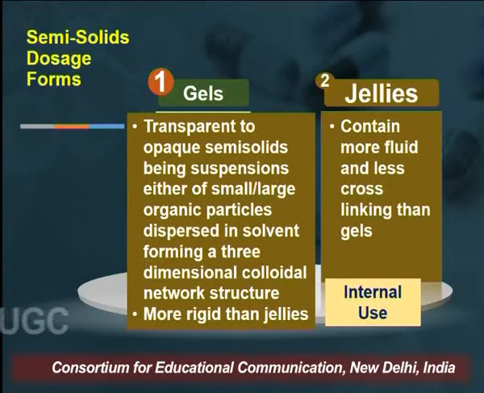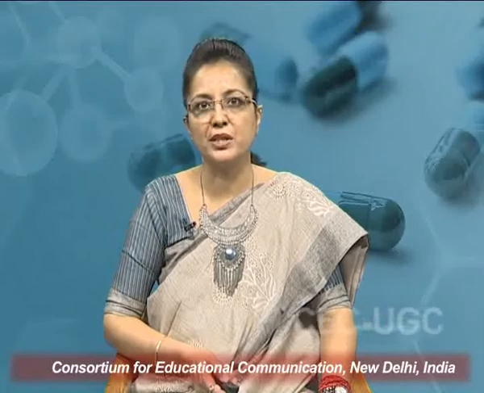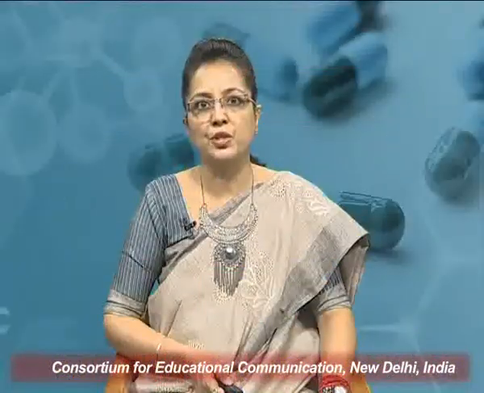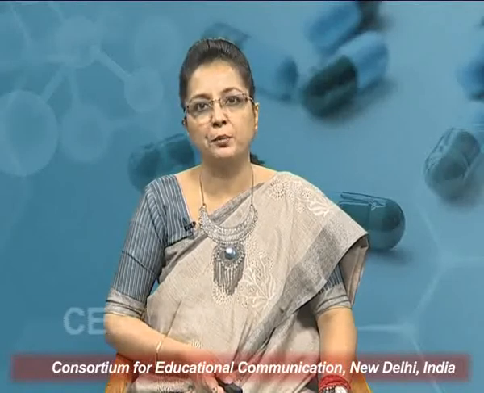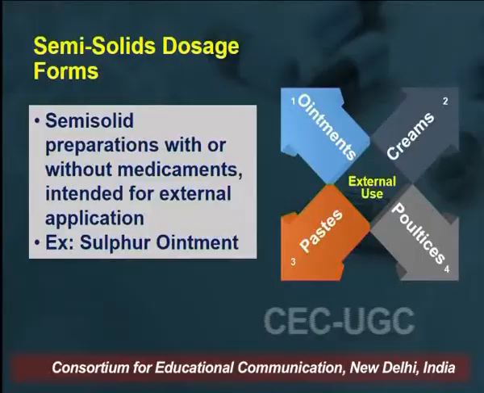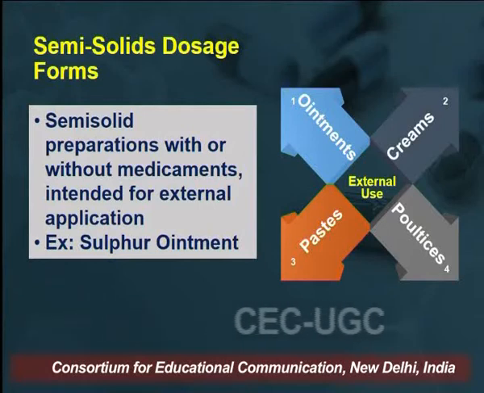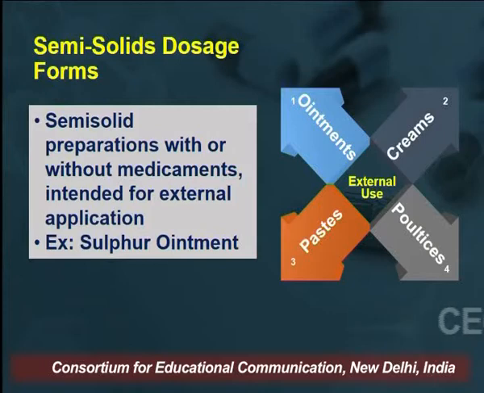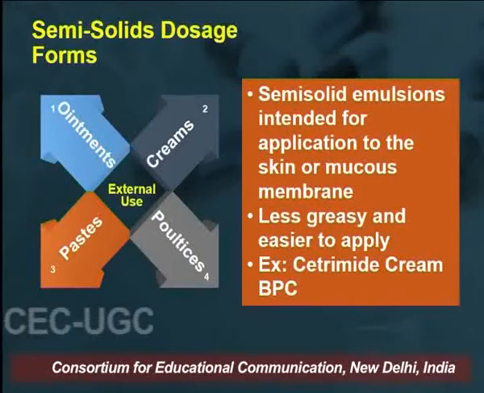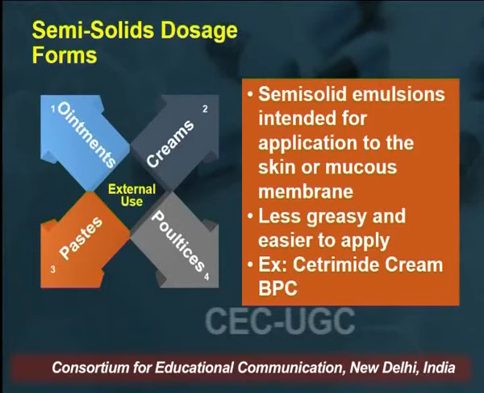The second type of semi-solid dosage form generally intended for internal use are jellies. They are typically the same as gels, the only difference being that they contain more fluid and have less cross-linking as compared to gels. The semi-solid dosage forms intended for external use could be ointments, pastes, creams or poultices. Ointments are semi-solid preparations with or without medicaments and are intended for external applications only. Example includes sulfur ointment.